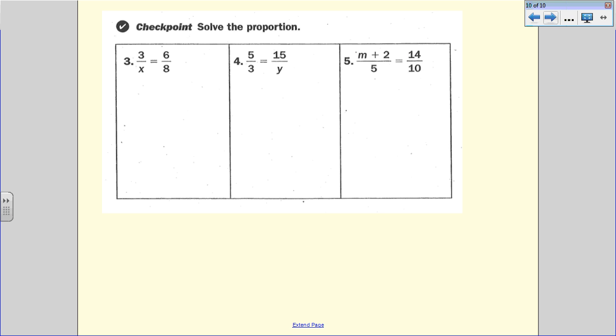You guys had 3 of these to do. These are going to be your warm-up in class. So you can do these now, or we can do those during the warm-up in class and simply compare answers.